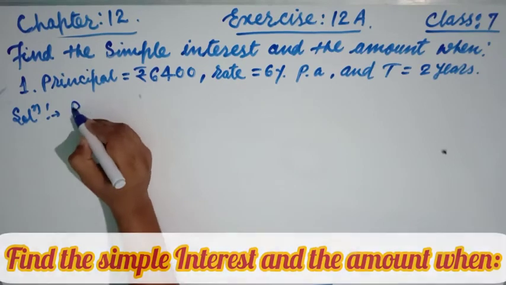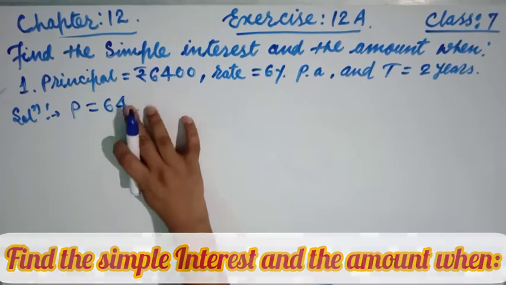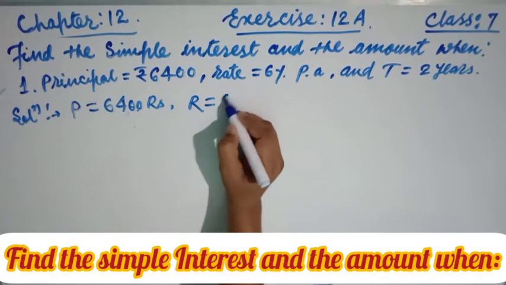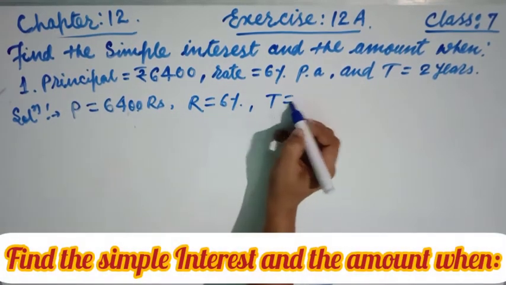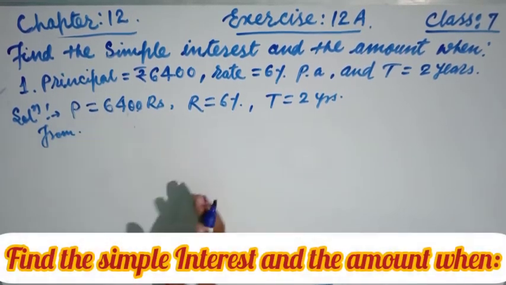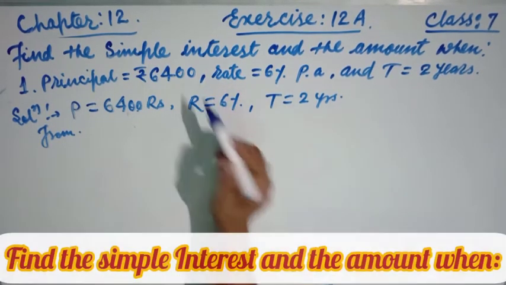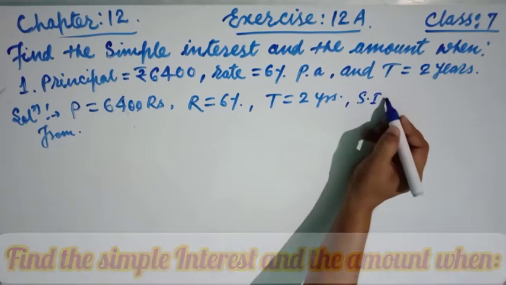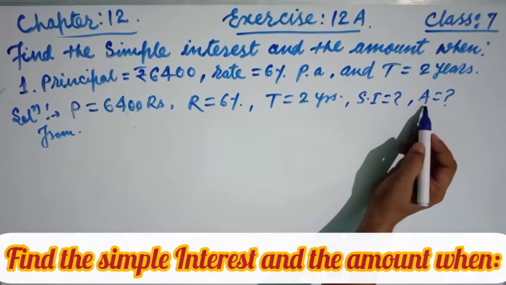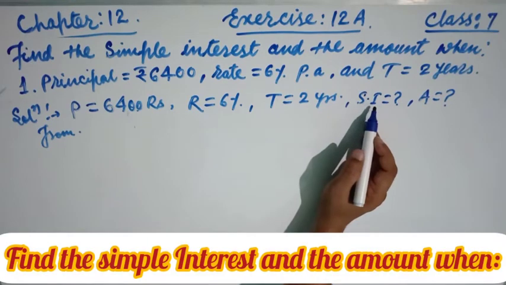Now write whatever is given. P for principal is given 6,400 rupees, and now R for rate, R is equal to 6%, and time T is equal to 2 years. Okay, now friends, we have to find the simple interest, SI, and A for amount. In order to find the amount, first we have to find the SI, that is only interest or simple interest.